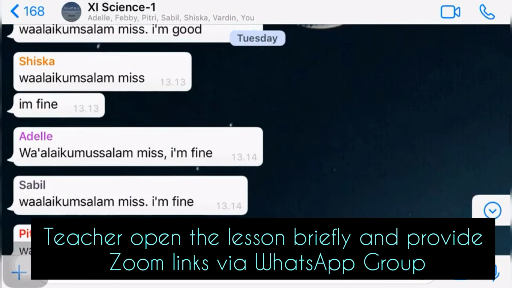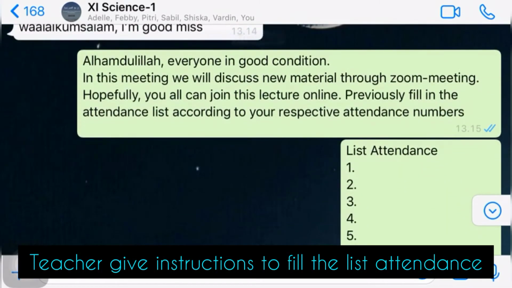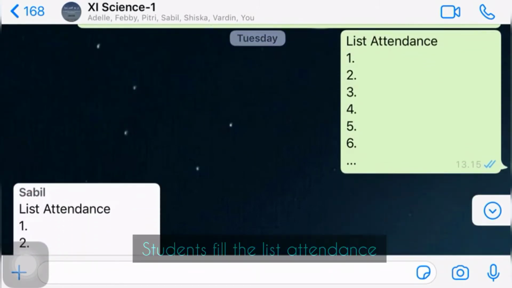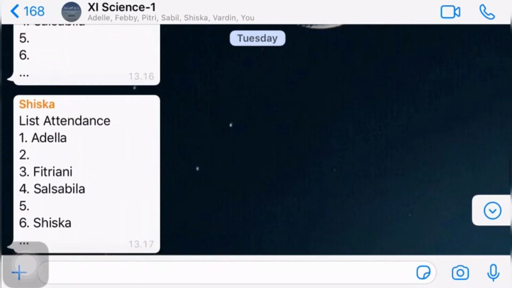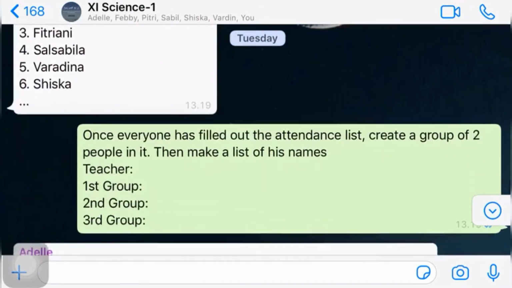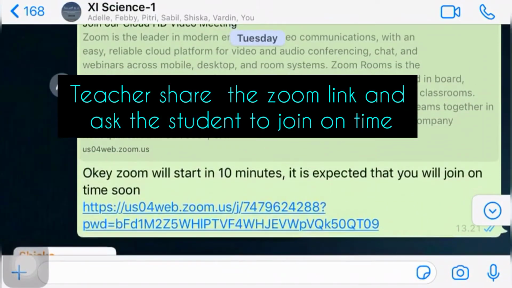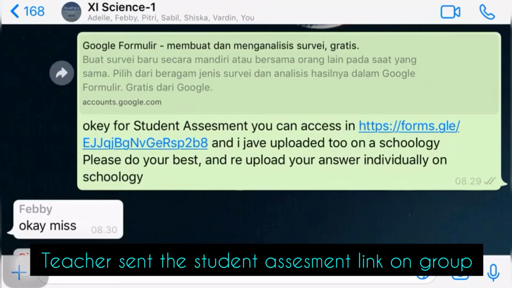The teacher opens the lesson briefly and provides the Zoom link via the WhatsApp group. The teacher gives instruction to fill in the attendance list and the students fill it in. The teacher asks the students to make a group and shares the Zoom link, and the teacher sends the student assessment link on the WhatsApp group.